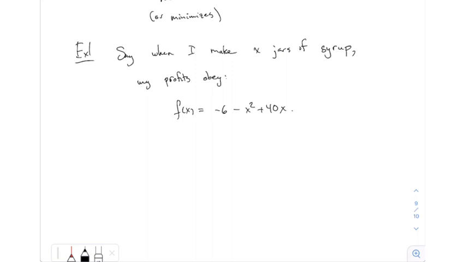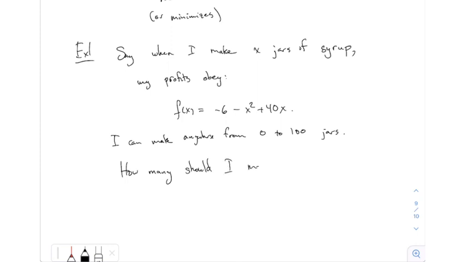Okay? And I would like to ask, let's say I can make anywhere from 0 to 100 jars. How many should I make? And the implied question is, in order to maximize the profits. I'm a good American, so I want to maximize my profits. How many should I make to maximize profit?